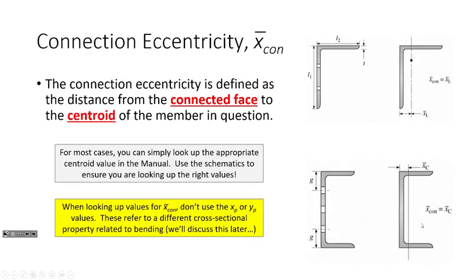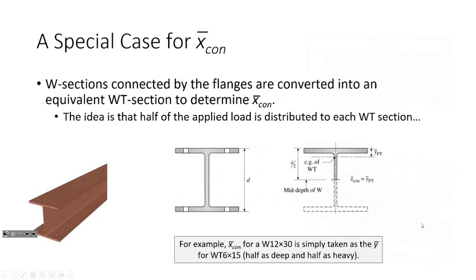So if we have a channel, we go from the connected face to the centroid, and for channels, it happens to be X bar. If we're talking about angles, if it's the long leg, it's X bar. If it's the short leg, it's Y bar. Y'all remember this? And then I kind of threw this up here. I said there's a special case for X bar.